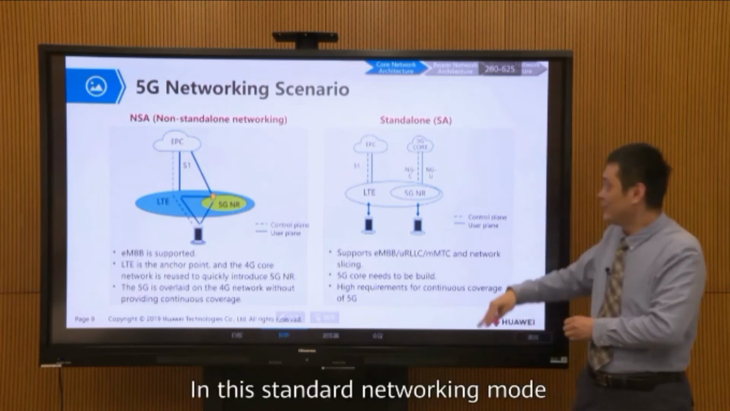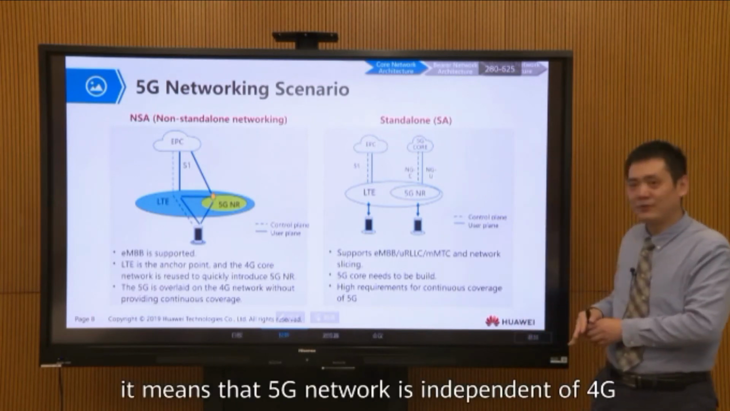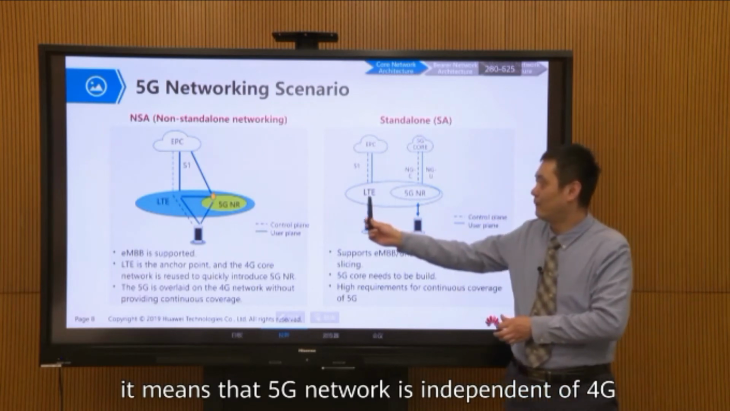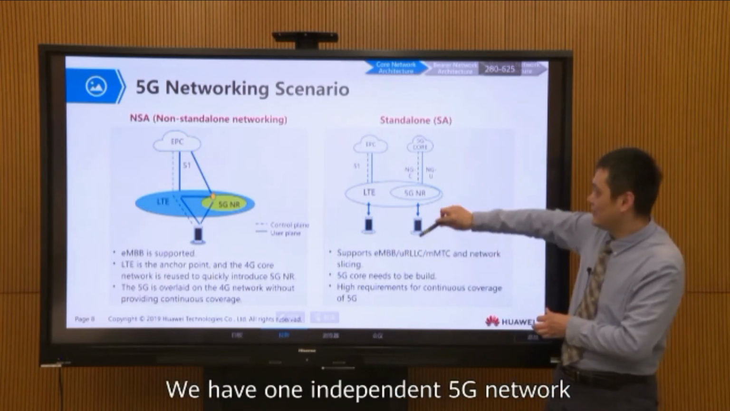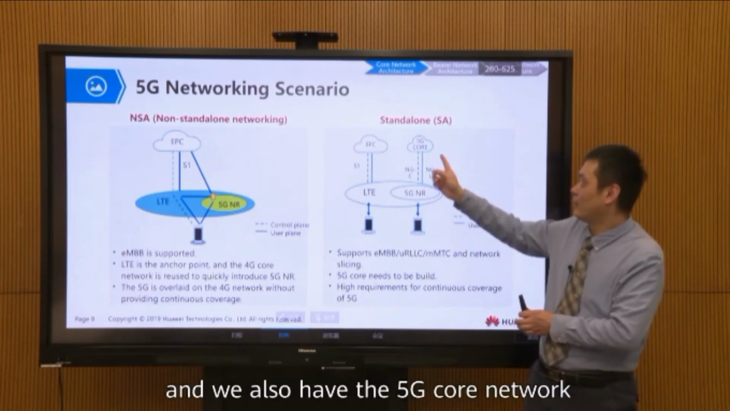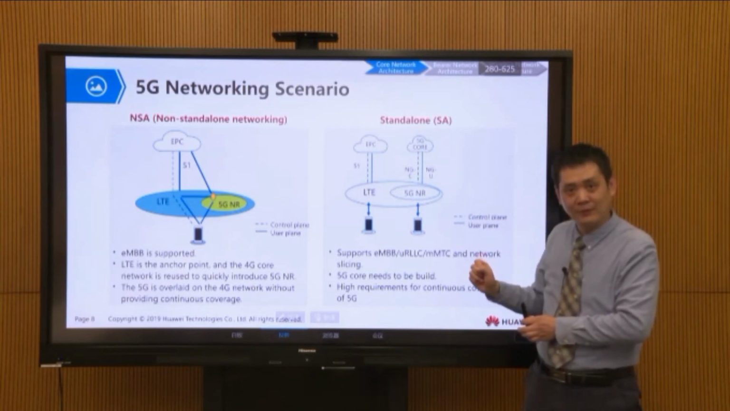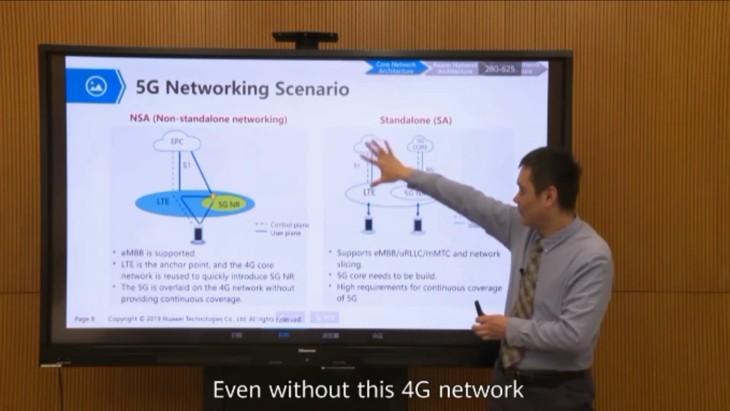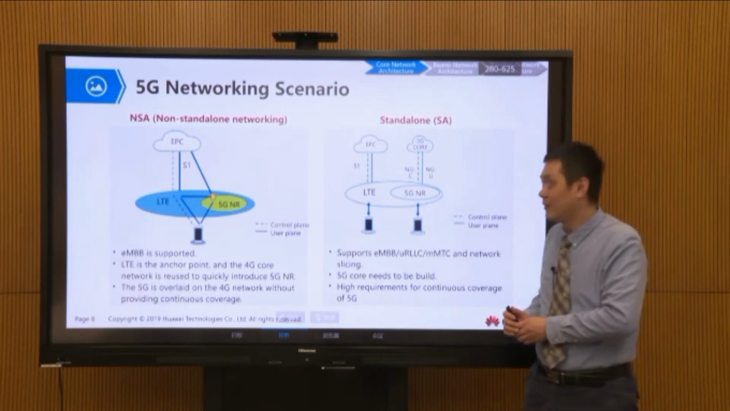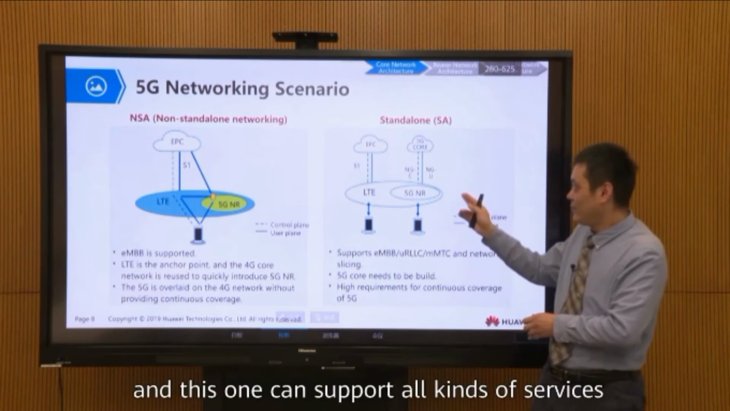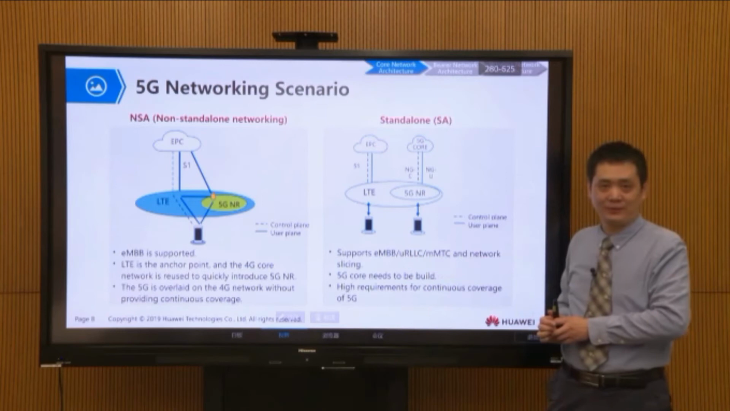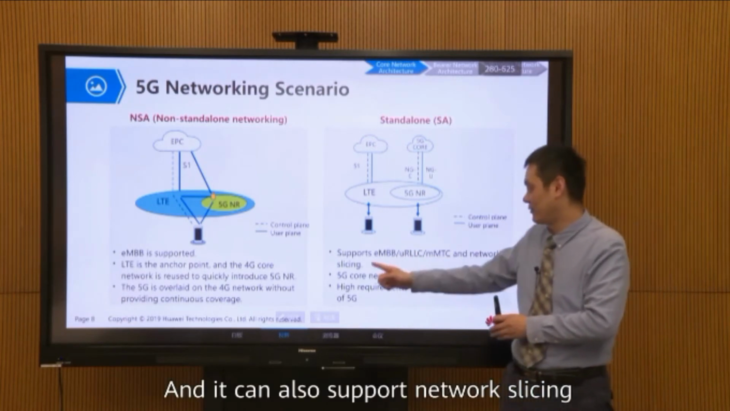In this standalone networking mode, it means that the 5G network is independent of 4G. We have one independent 5G network. We have the 5G new radio, and we also have the 5G core network. Even without this 4G network, our 5G can work independently. So we need the 5G core network. And this one can support all kinds of services like eMBB, URLLC, and mMTC. It can also support network slicing.